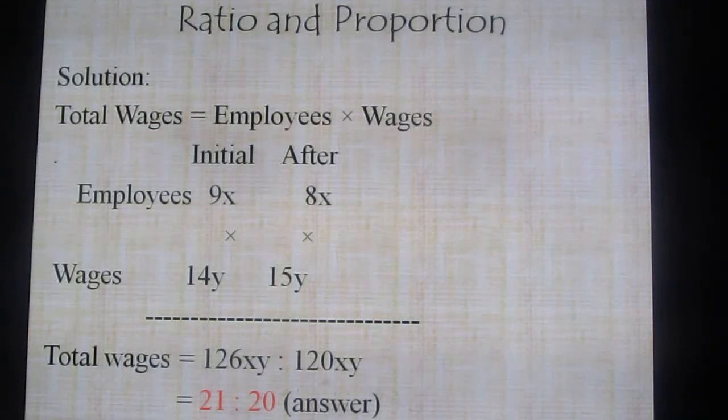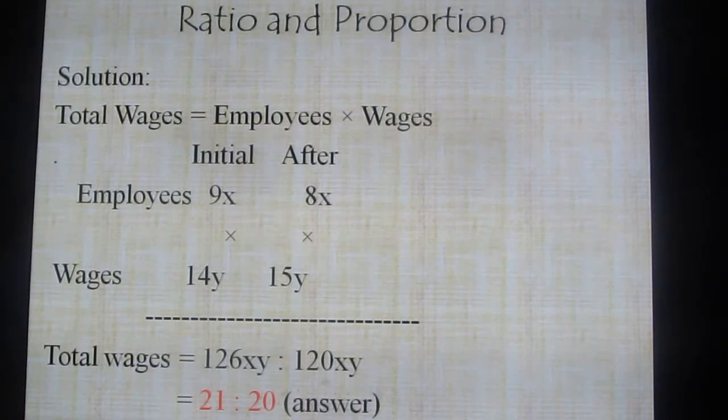It is given like this: total wages equal to employees into wages paid for each employee. So in the first line, we have employees in the ratio 9:8, which I have written as 9x and 8x, and wages I have written as 14y and 15y. So what will be the total wages? 9 into 14 is 126xy, and 15 into 8 is 120xy.